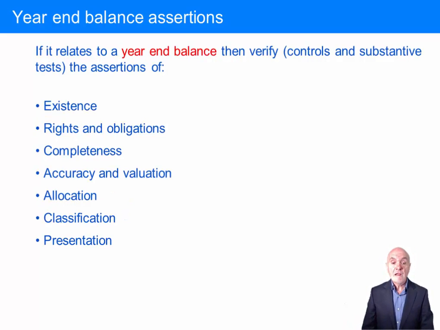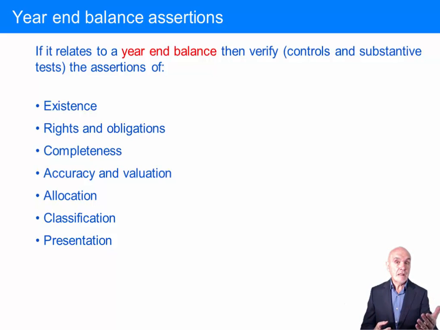Here they are for the year-end balances. Again, the statement of financial position. Do the assets and liabilities exist? Do they belong to us? Have we got all the liabilities in particular complete, but also the assets, are they complete? Accuracy and valuation, right depreciation applied to non-current assets. Writing down inventory is required. Making allowances for bad debts is required. Allocating expenses into your work in progress and finished goods.